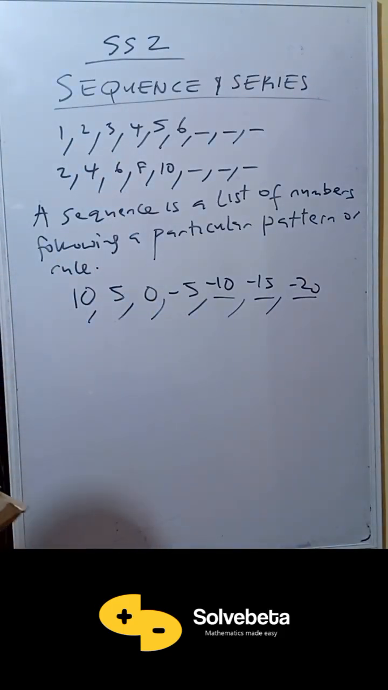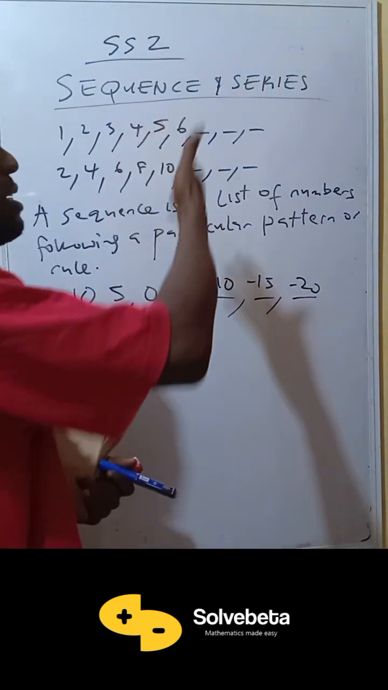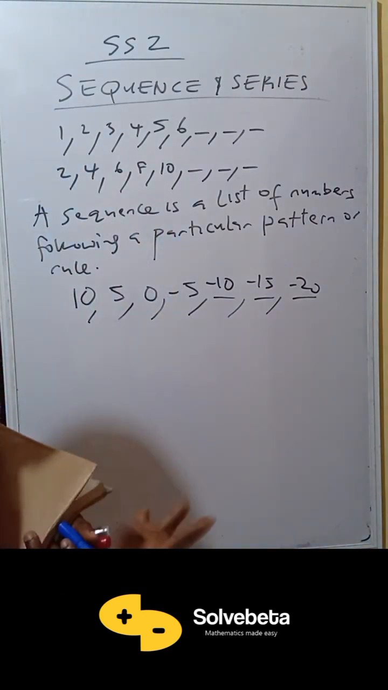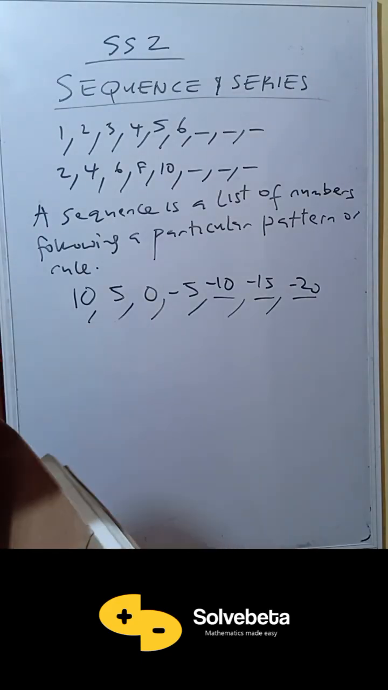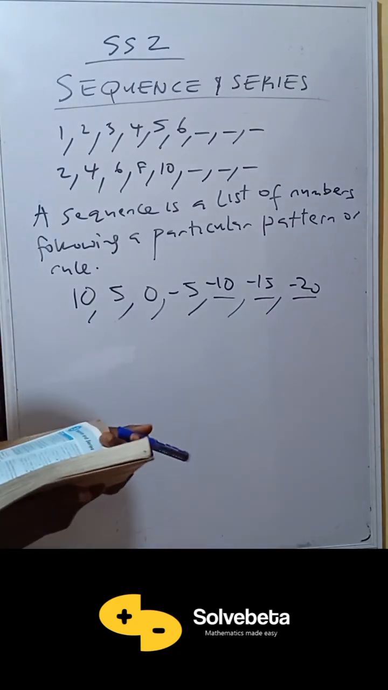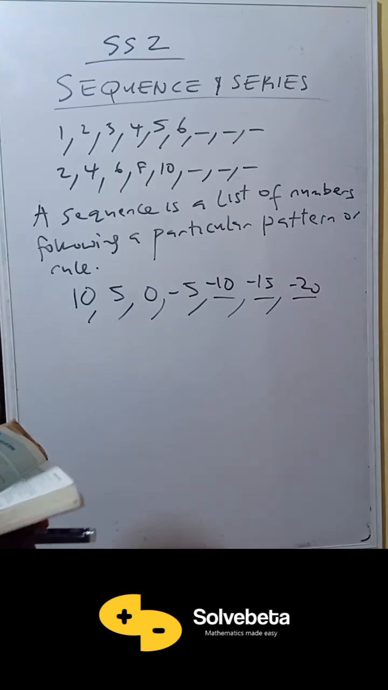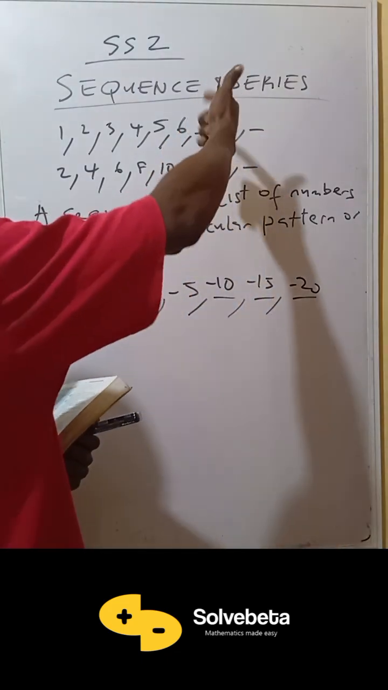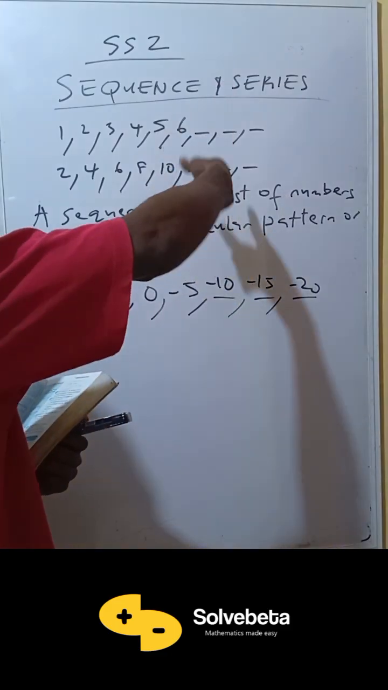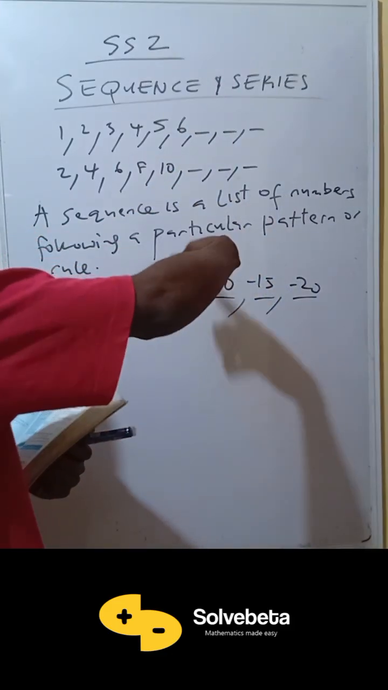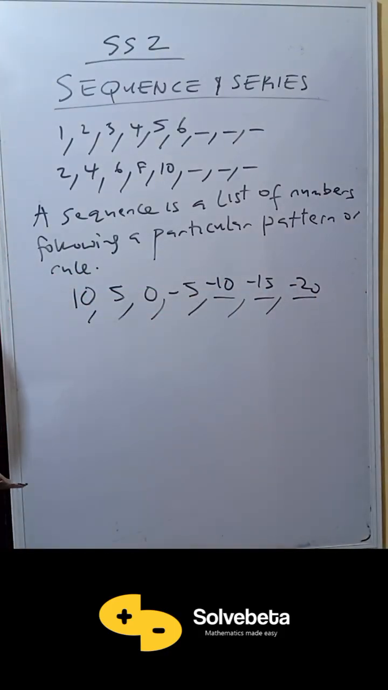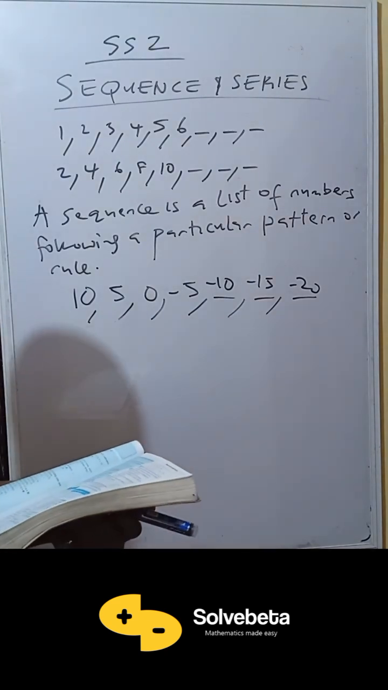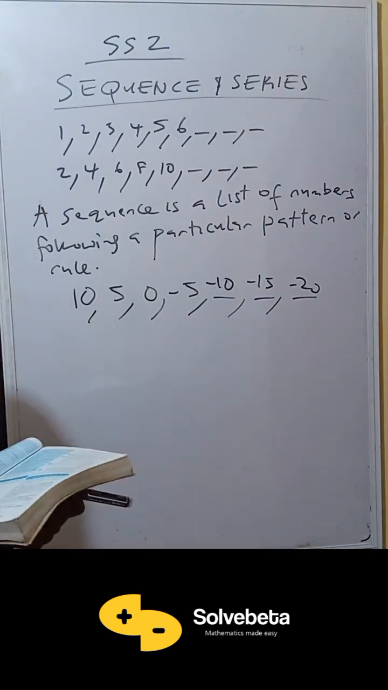So take note that a sequence is a list of numbers following a particular pattern or a rule. There's a rule guiding the increase of the numbers. The moment you can get it, it is very easy to then know the next term in the sequence. Very important. And we'll explain that the first rule is to add 1. The second rule is to add 2. The third rule, for this third sequence, is to be subtracting 5. Very important.